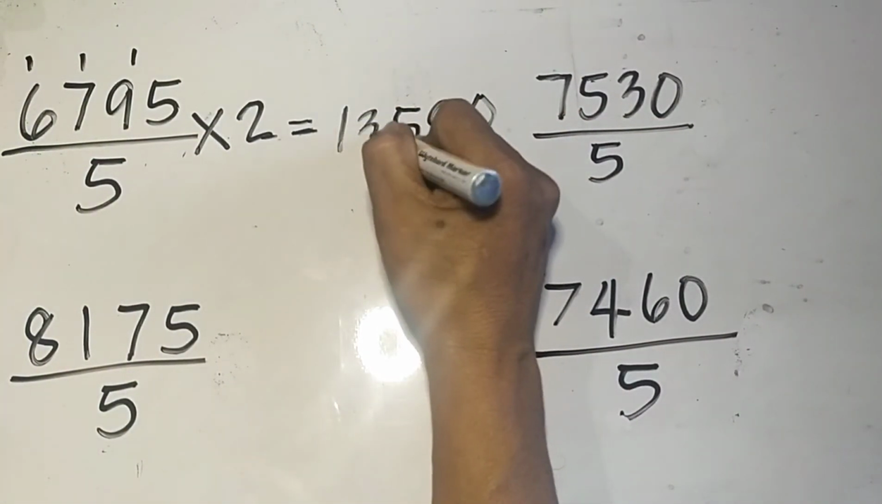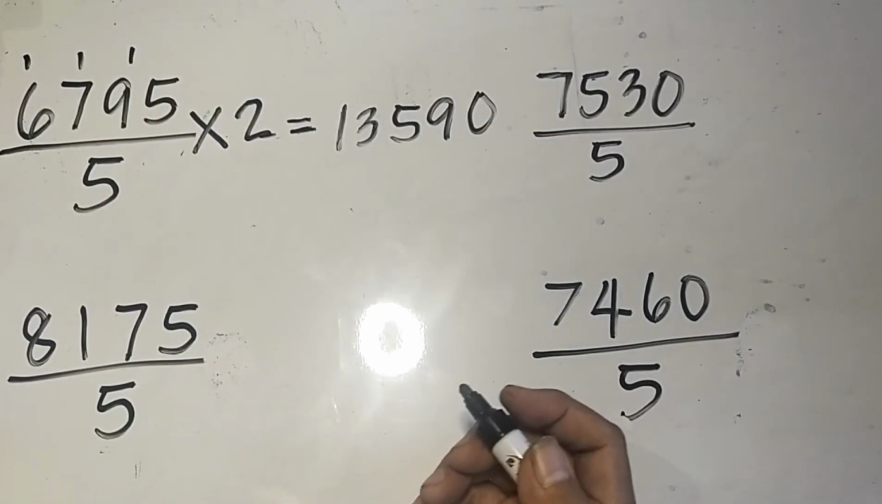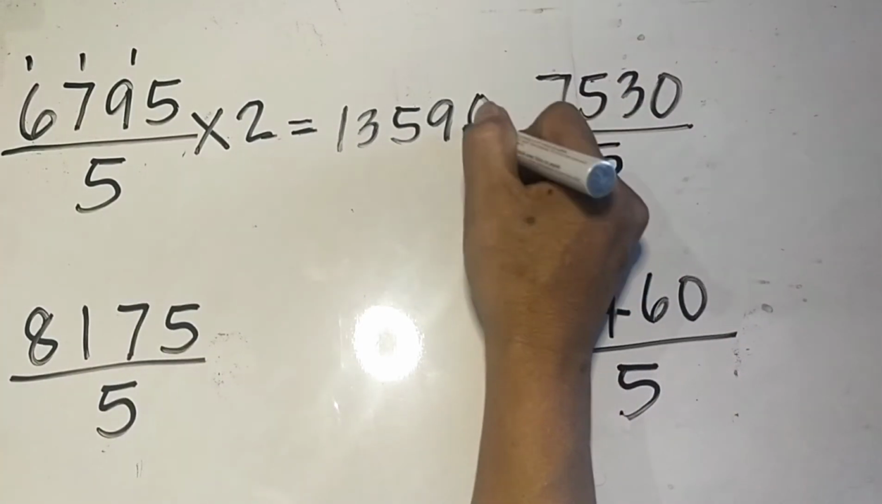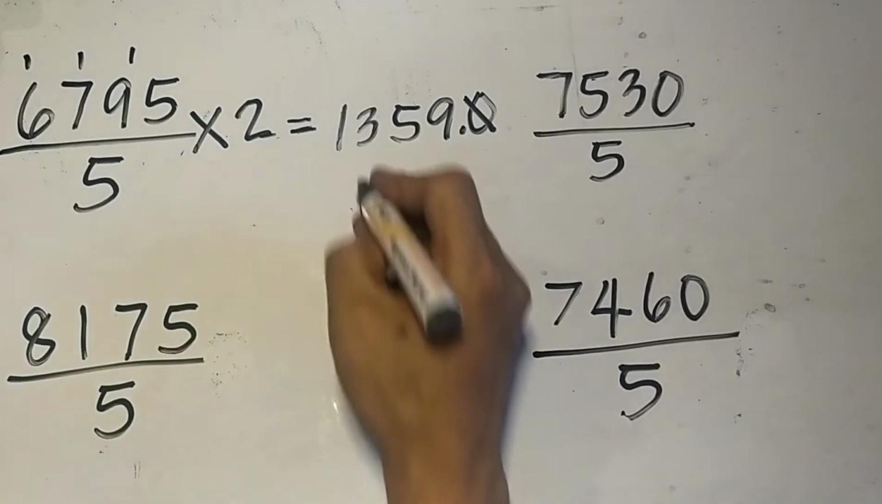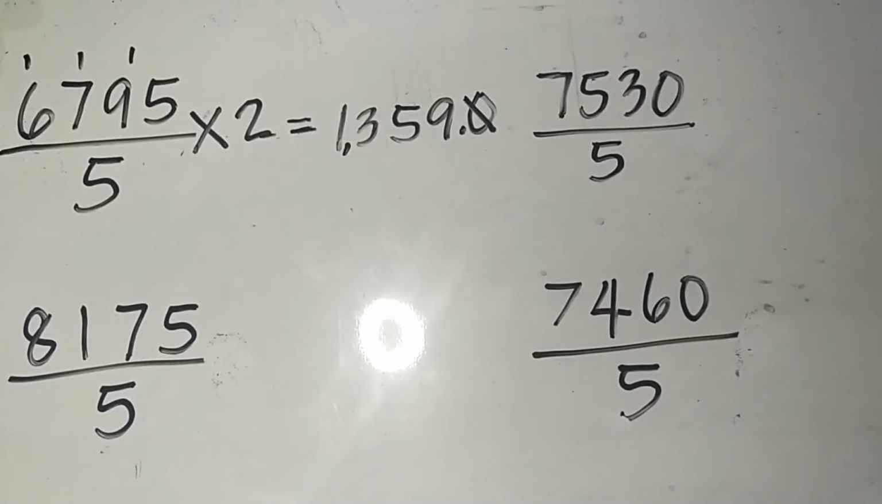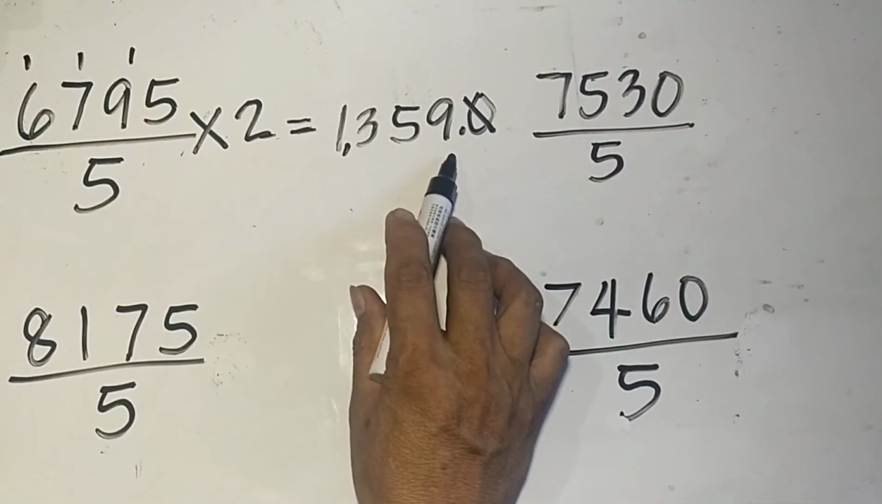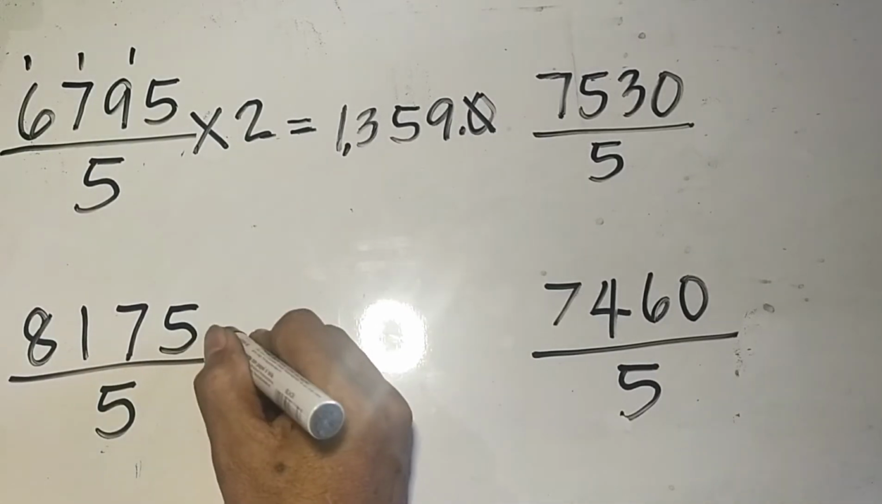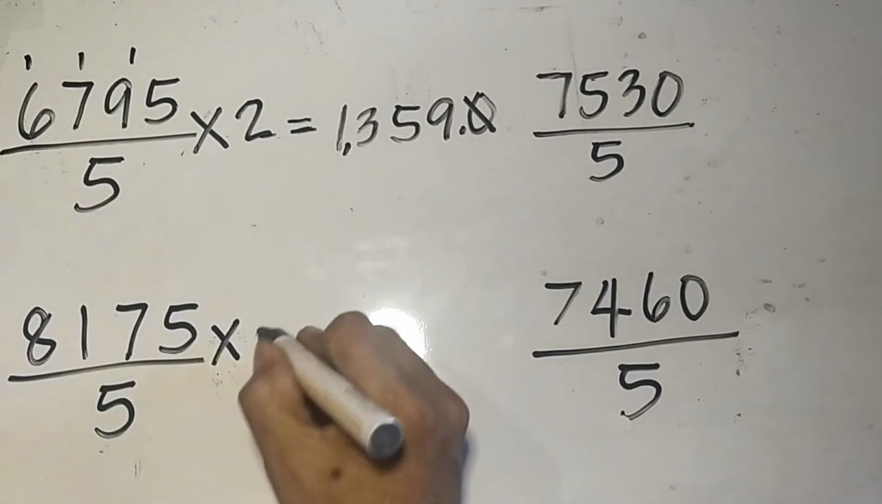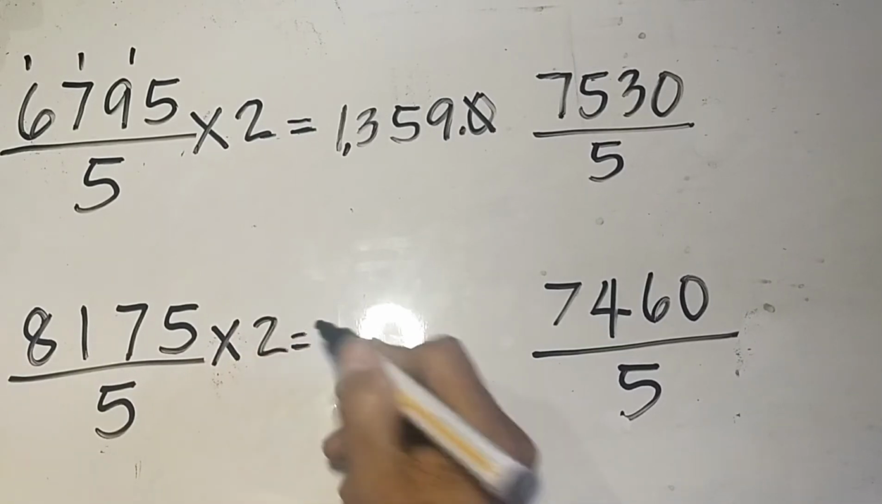13. So I'll count one place from right to left, 1, 2, then cross out 0 because 0 has no value at all. My answer is 1,359, which is the answer in division. Although I do the multiplication, this is the result when you are going to divide 6,795 by 5. Okay, next, still, I will multiply it by 2.